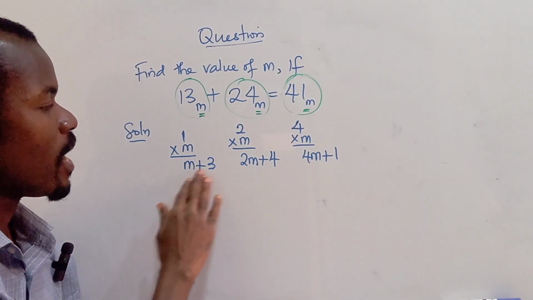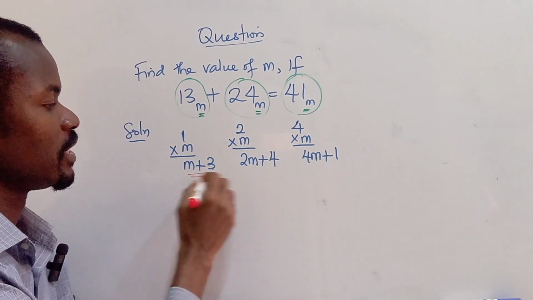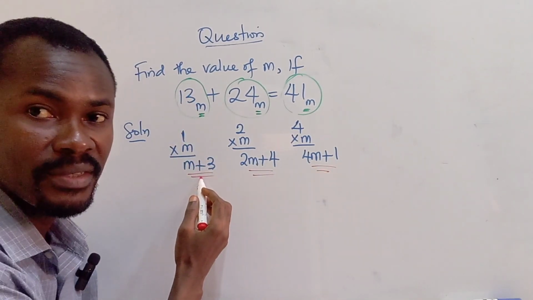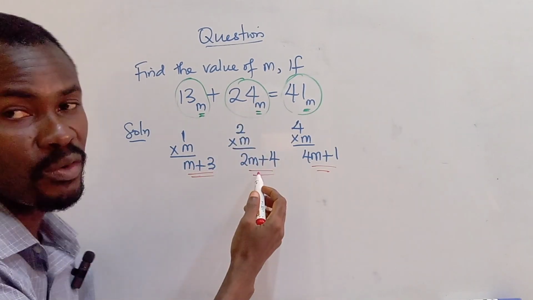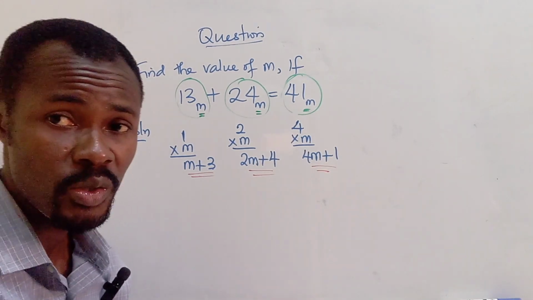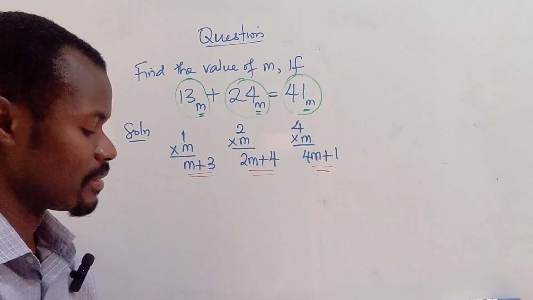So n plus 3 is now in base 10. We've been able to convert them to base 10. So you convert this to base 10, we have this. Convert this to base 10, we have this. Convert this to base 10, we have this. You can also use the expansion method to verify this.